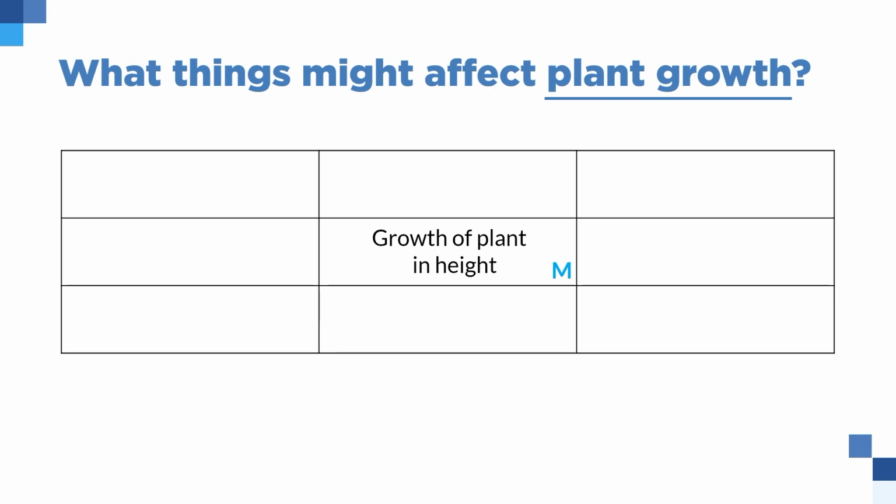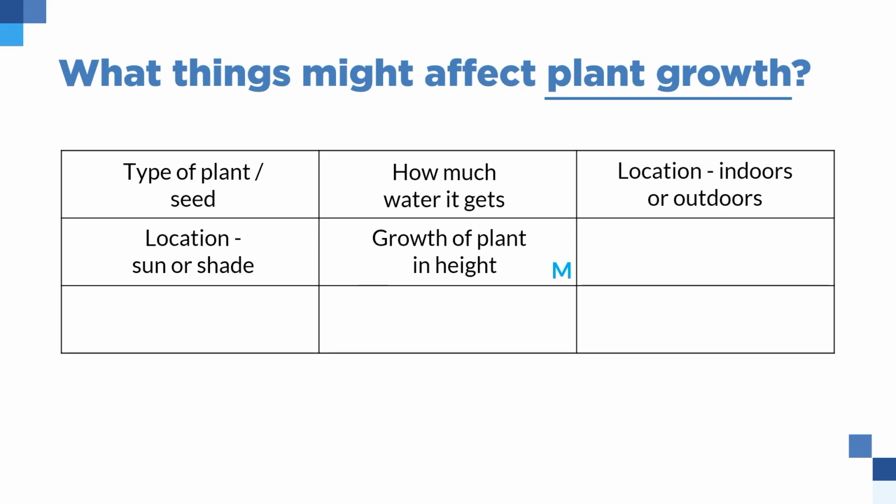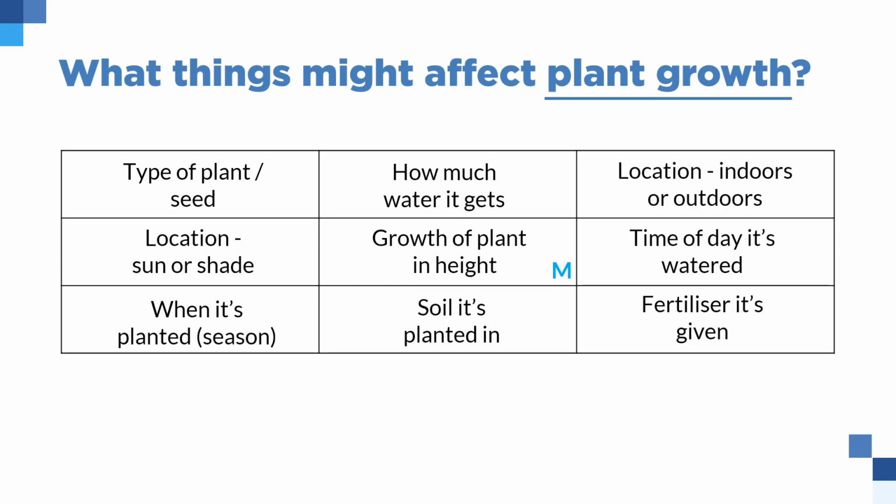In this example, students measure the variables that will affect the growth of the plant, such as the height of the plant, number of new leaves or buds, number of new branches or shoots, or width of the plant. Brainstorm all factors that affect plant growth, in this case, the height of the plant, such as the type of plant, water amount, location, time of day, season, and fertiliser use.